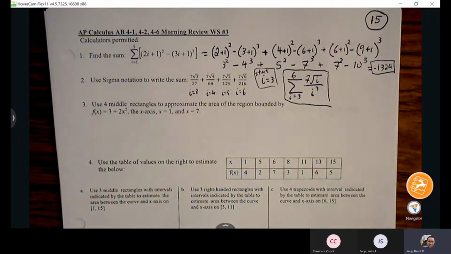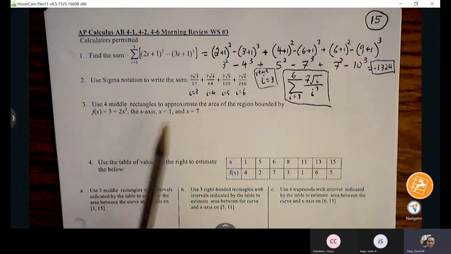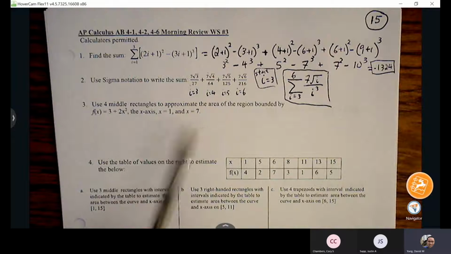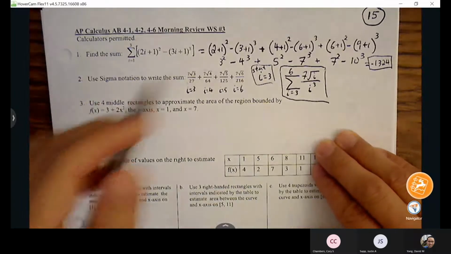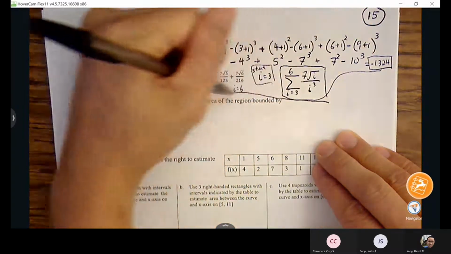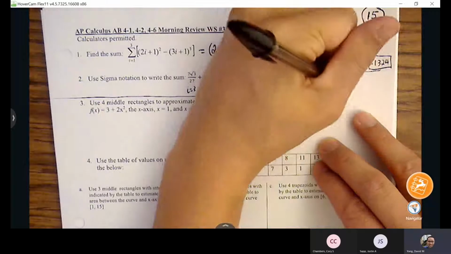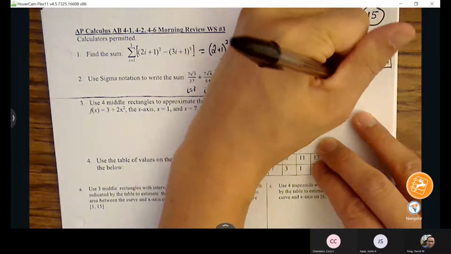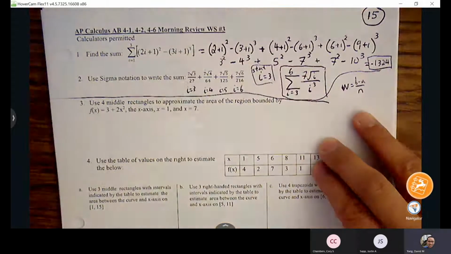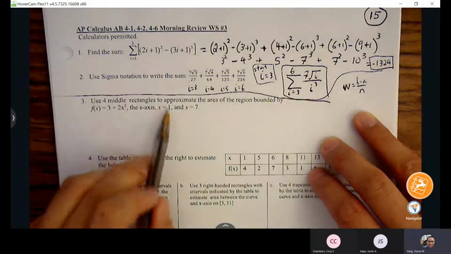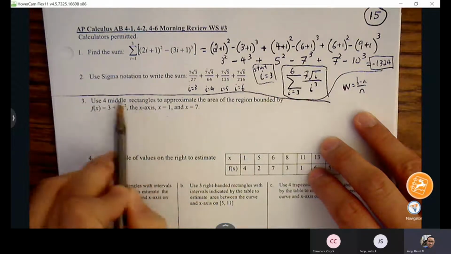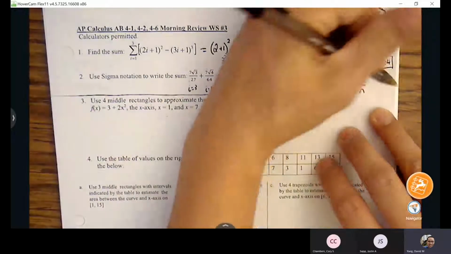Okay, number 3. Use 4 middle rectangles to approximate the area of the region. So with 4 middle rectangles, we have to go through the width formula, right? We're building our width from scratch here. Okay. A is 1, B is 7, N is 4.